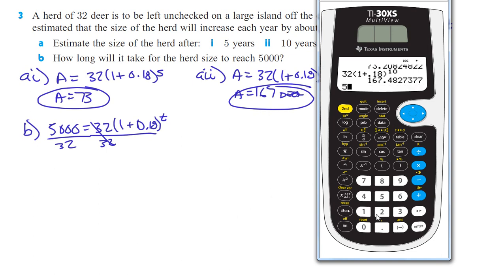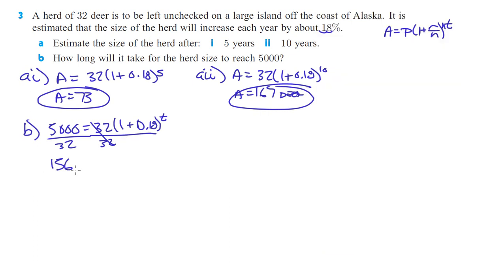Right, and away we go. So we take 5,000, divide by 32, and it's going to be 156.25 times the original size. That's what that 156 stands for. And that equals 1.18 to the t. So we got to log both sides, right? Because our exponent is the variable.